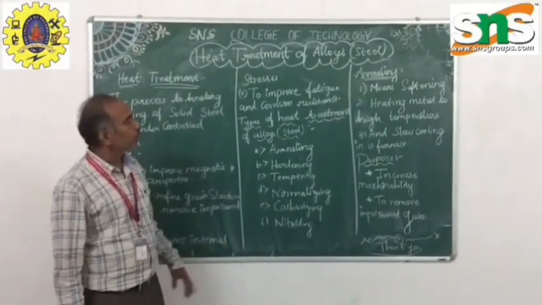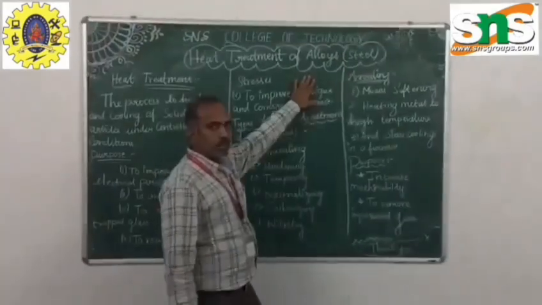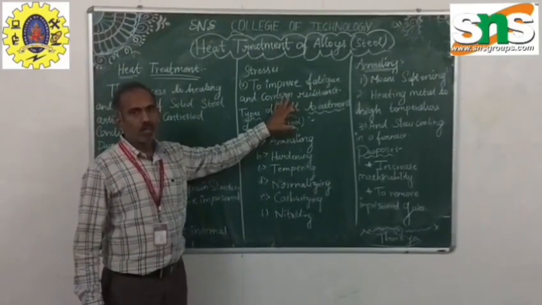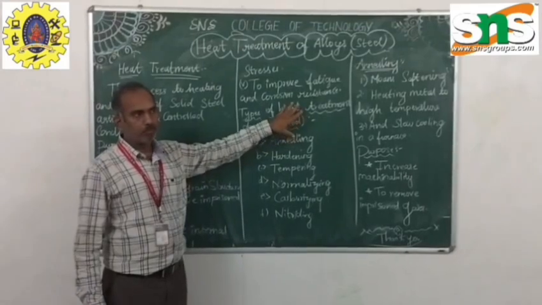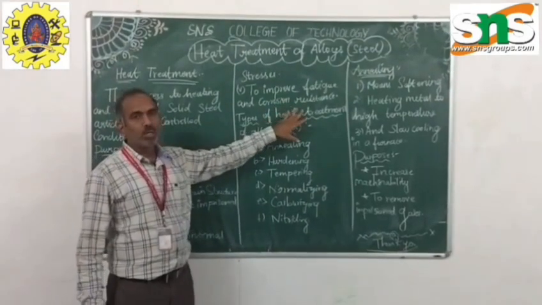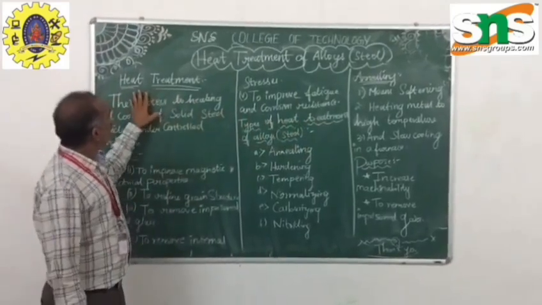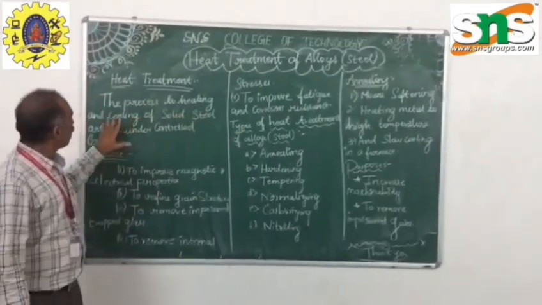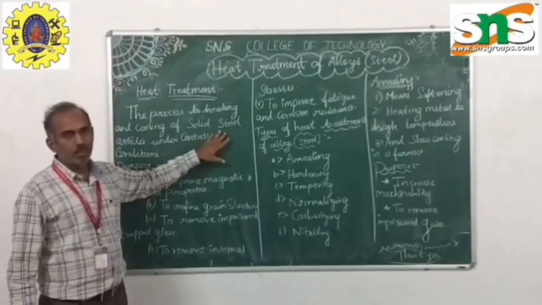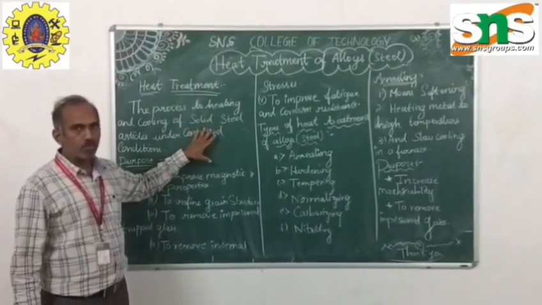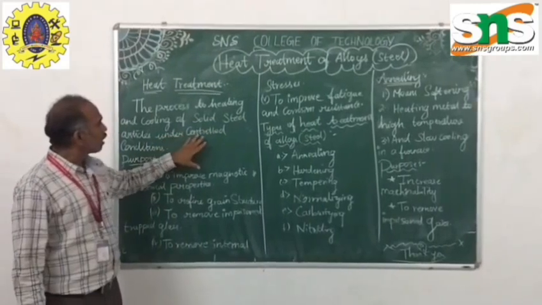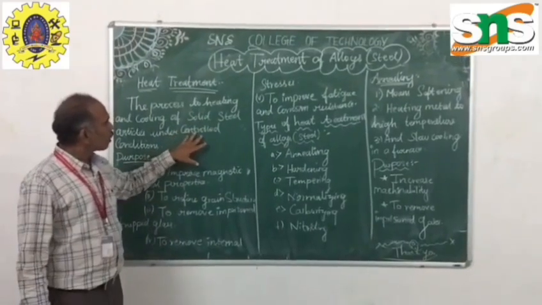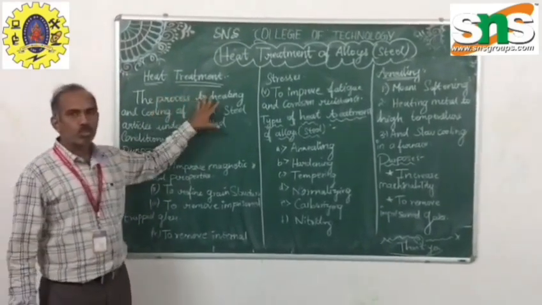In this lecture we are going to see about the heat treatment of alloys. This process has industrial importance in the production industry, the metallurgical field, and many more industrial applications. So what is heat treatment? It is the process of heating and cooling solid steel, that means articles from the production industry, under controlled conditions, whether heating or cooling. That is a heat treatment process.